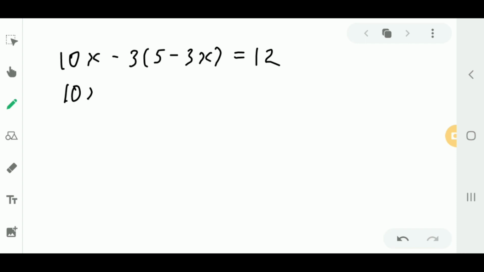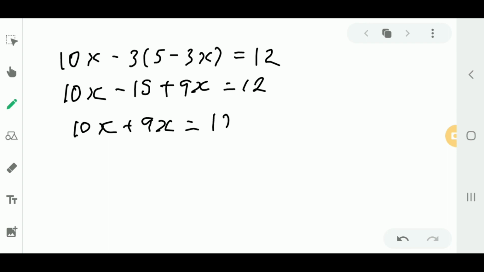So we have 10x minus 3, 5 minus 3x is equal to 12. So we have 10x minus 15, minus 3 times minus 3x, that's plus 9x, is equal to 12. So we group like terms, 10x plus 9x is equal to 12 plus 15. So that's 19x is equal to 27. We want x by itself, so we're dividing both sides by 19.